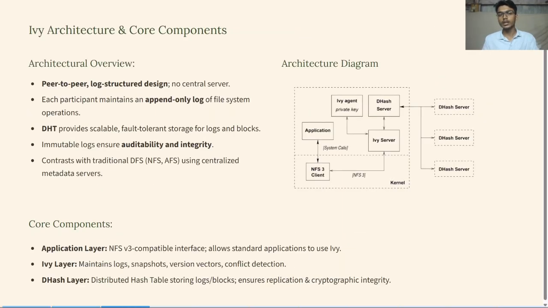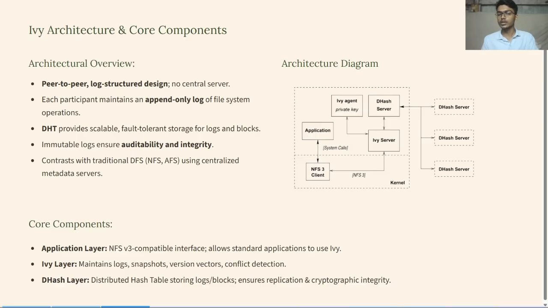Now let's look at the architecture of IB and its core components. IB uses a peer-to-peer log structure design with no central server. Each participant maintains an append-only log of all file system operations. These logs are stored in a distributed hash table, or DHT, which provides scalable, fault-tolerant storage for both logs and data blocks. The immutability of these logs ensures auditability and data integrity. This design contrasts with traditional DFS systems like NFS or AFS, which rely on centralized metadata servers and can suffer from bottlenecks or a single point of failure.